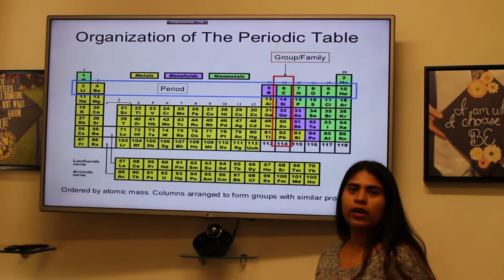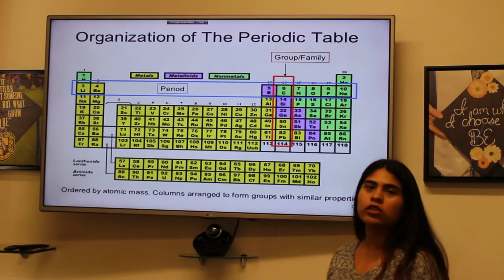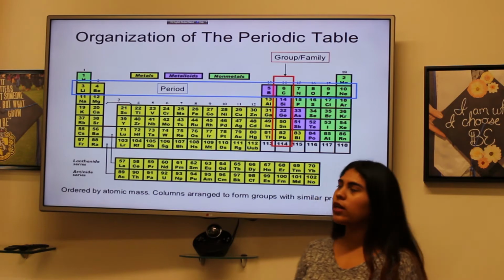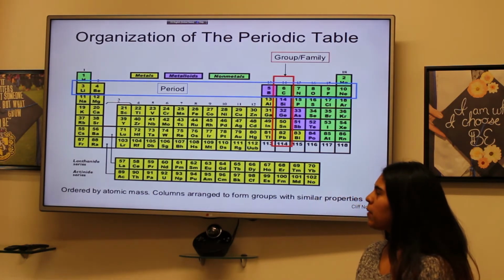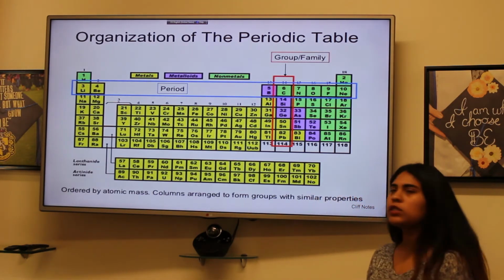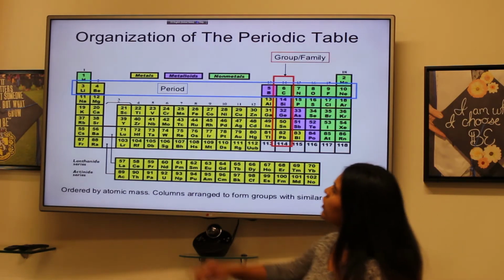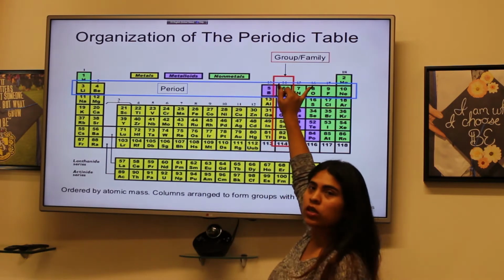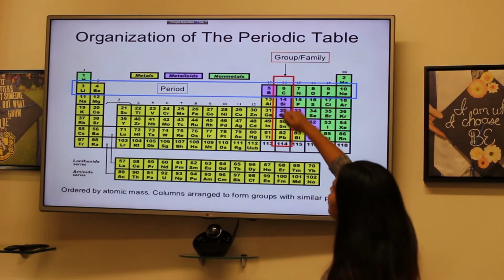Here's a picture that helps us look at the organization of the periodic table. The periodic table is organized by atomic mass and is arranged from groups with similar properties. For example, we can see the period that is horizontal and the group, which is vertical.